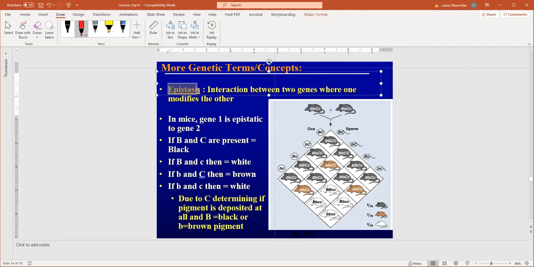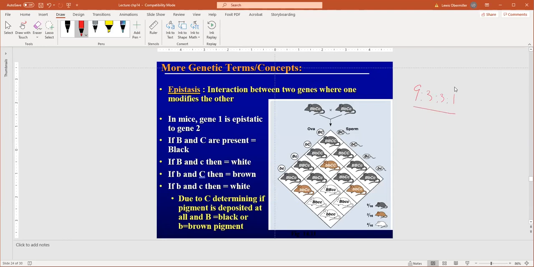Epistasis is where you get those weird ratios. So if we do a dihybrid cross, we would expect to get a 9 to 3 to 3 to 1 ratio. But in epistasis, that means 2 genes are working together to make the outcome, kind of like an assembly line. And so we talked about, we have the paint, but we also need a painter. And if the painter's not there, then it doesn't matter if we have the paint or not. That causes these ratios to collapse.